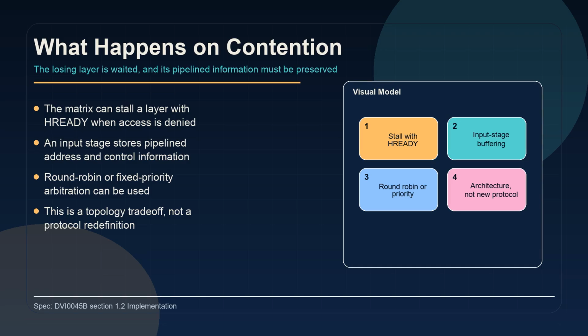The document explicitly notes that the waiting layer is held with HREADY, and that an input stage stores the pipelined address and control information until the access can continue. That is a useful architectural clue because it tells you where buffering and arbitration state belong.